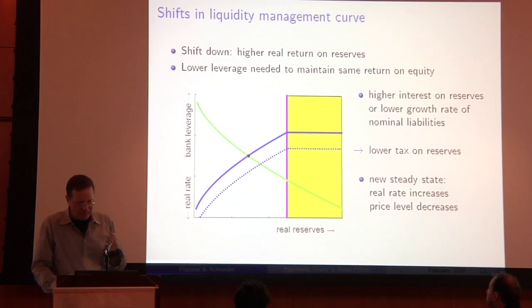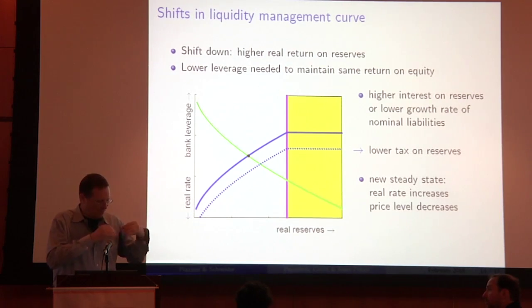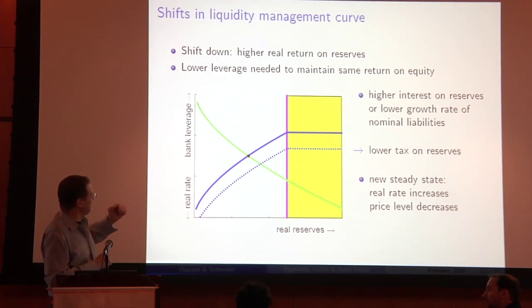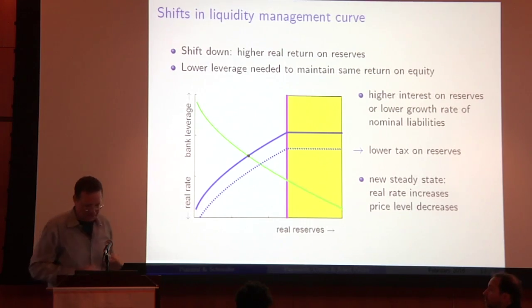We could do that by either paying more interest on reserves or by credibly announcing a lower growth rate of nominal liabilities. In either case, what that effectively does is these reserves, which are this intermediate good to produce payment instruments, are taxed at a lower rate. And that means that at the new steady state, we get an interest rate that is higher and a price level that is lower. So that's what the downward shift does.